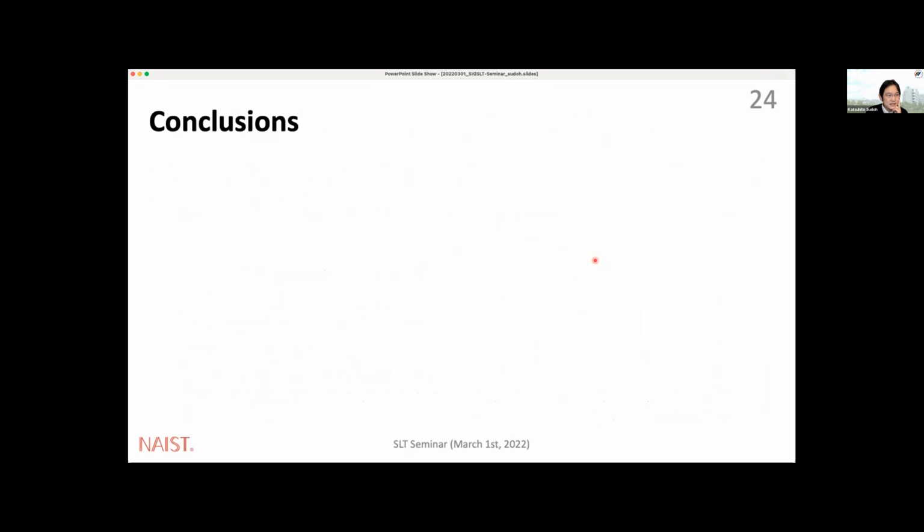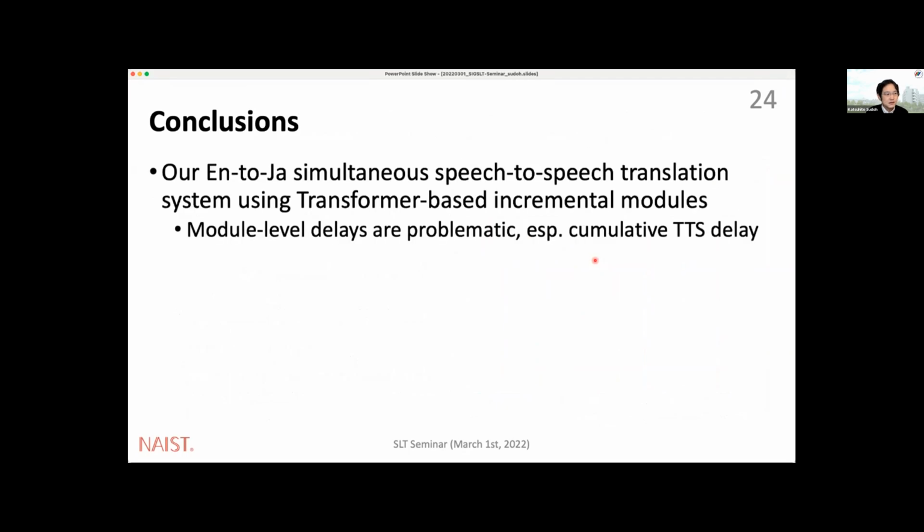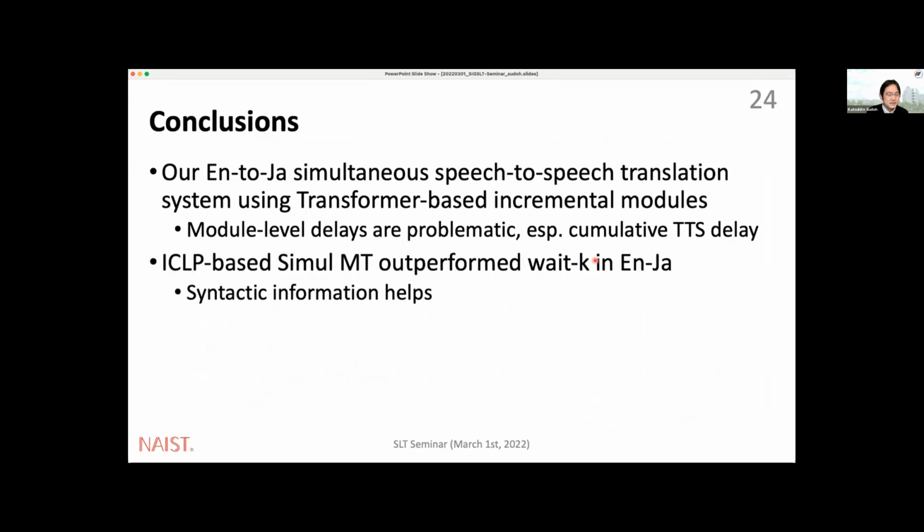Okay, so this is the conclusion of this talk. Our English-to-Japanese simultaneous speech-to-speech translation system uses transformer-based incremental modules: incremental ASR, incremental MT, and incremental TTS. The module-level delays are still very problematic, especially the cumulative TTS delay. And second, the ICLP-based simultaneous MT performed well compared with wait-k in English-Japanese conditions, but not the same in English-German translation.